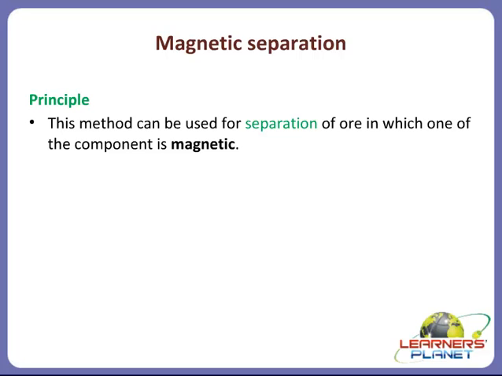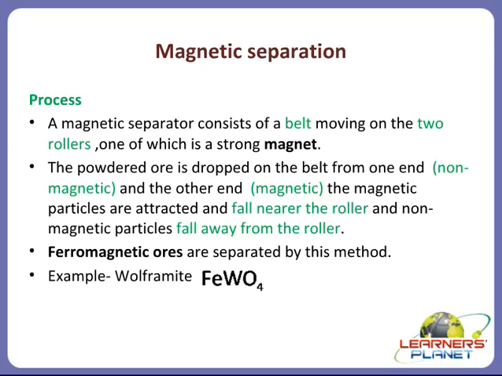So what is magnetic separation and for what type of ore is it employed? What is the principle behind it? This method can be used for separation of ore in which one of the components is magnetic. So students, it can either be the metal or the impurity, but one of them should be magnetic. Let's see how this process takes place.